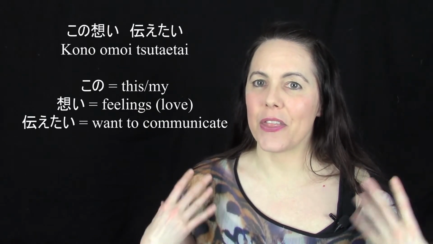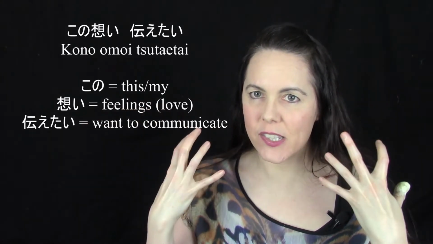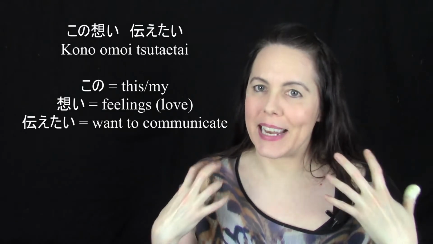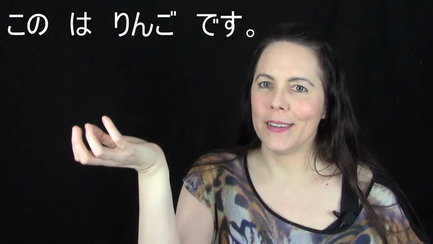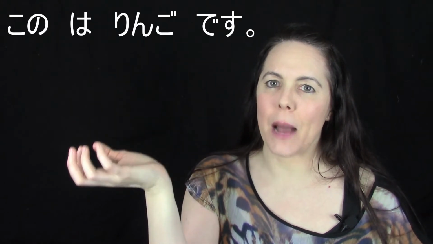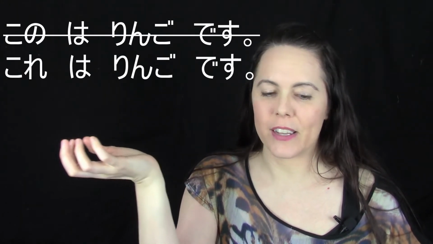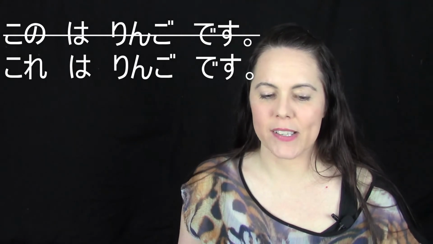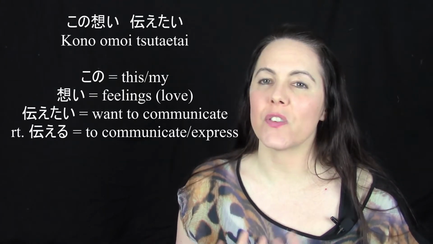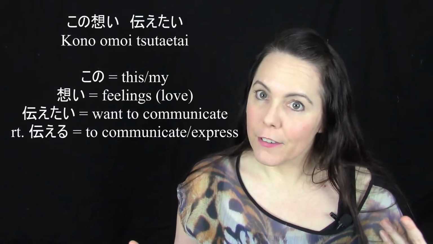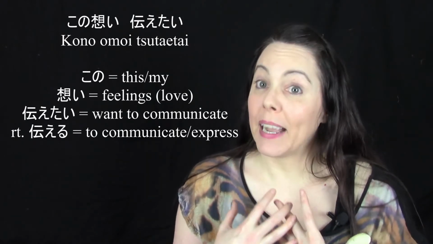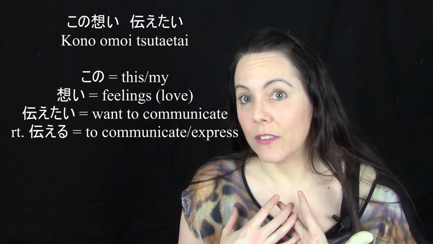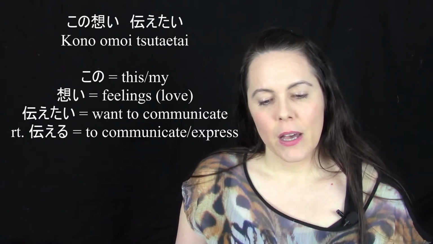Kono means this or my. It's an adjective meaning this. You wouldn't say kono wa ringo desu for this is an apple. You would say kore wa ringo desu if you want to say this is an apple. But if you want to say this omoi, which is feelings or love in many cases. So kono omoi is this feeling or my feelings, my love, this love of mine.